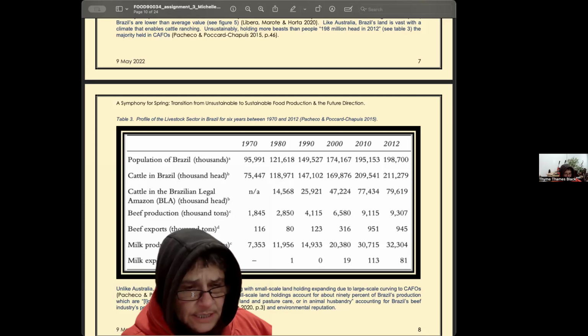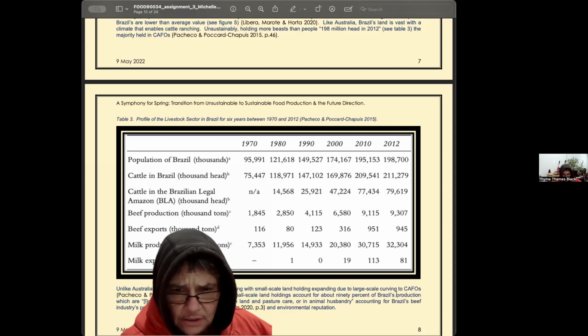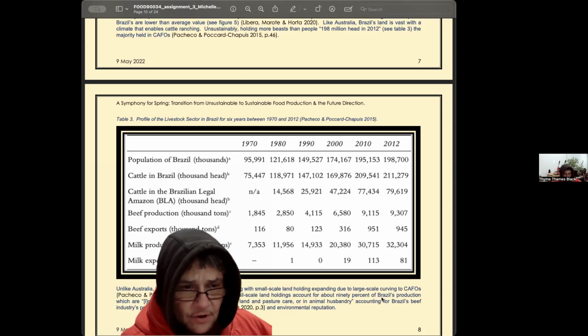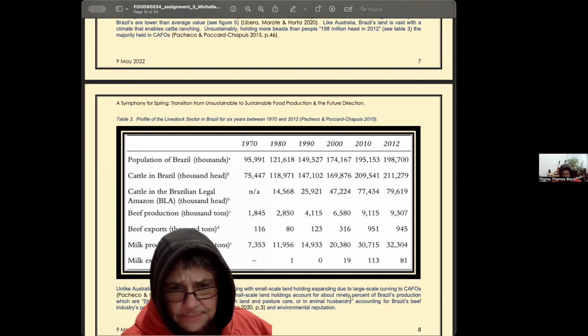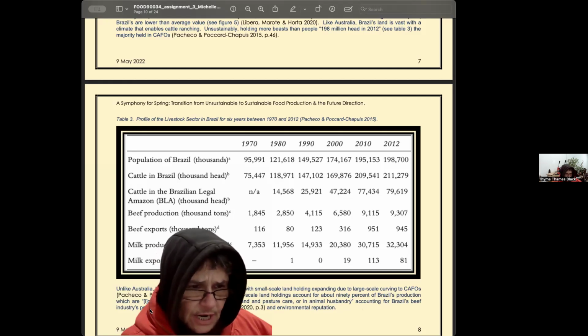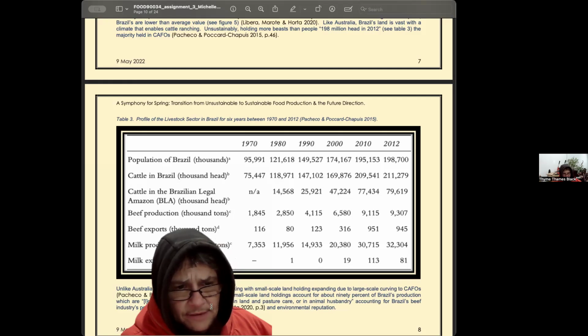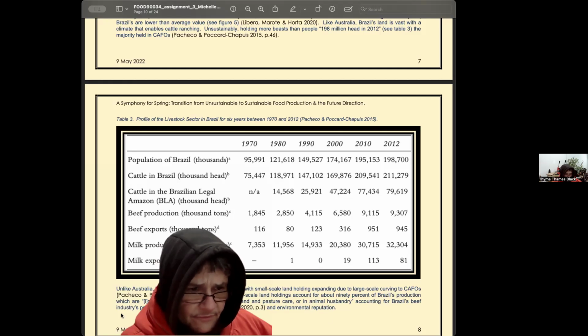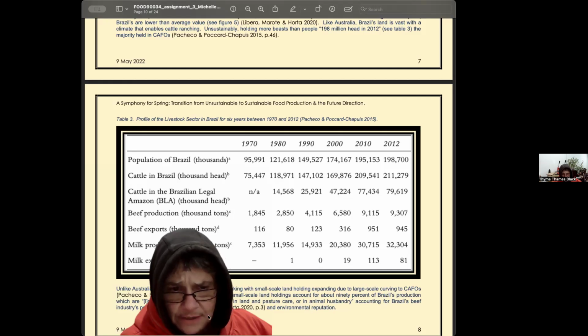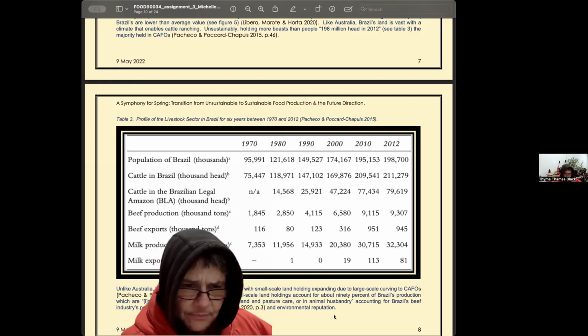Unlike Australia, large-scale land holdings are shrinking, with small-scale land holdings expanding due to large-scale converting to CAFOs. These small-scale land holdings account for about 90% of Brazil's production, which are low-tech operations that invest little in land and pasture care or in animal husbandry, accounting for Brazil's beef industry's poor productivity and environmental reputation.